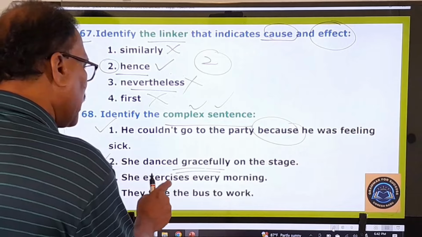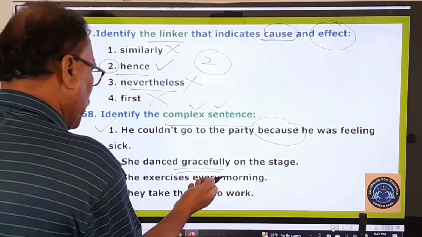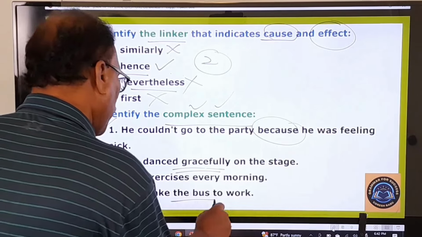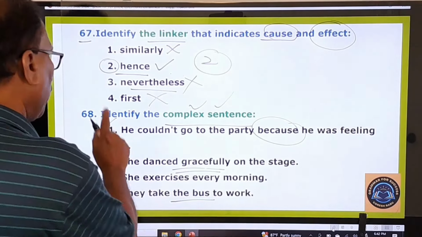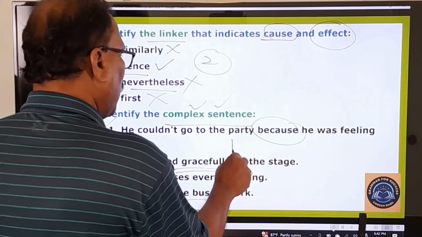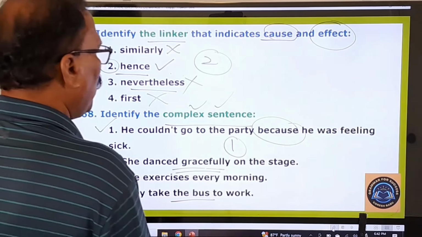Therefore, it's wrong. She exercises every morning. It's a simple sentence. No conjunctions are used. And they take the bus to work. So the second, third, fourth are simple sentences. Only the first one is the complex sentence. So your answer will be what? The first one. Now let's move on to other questions.